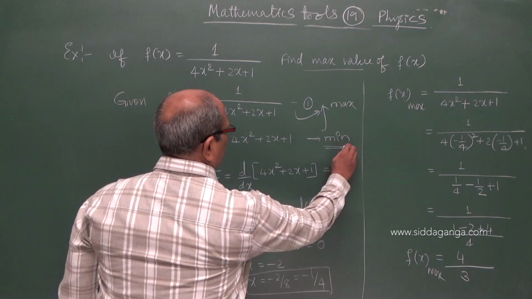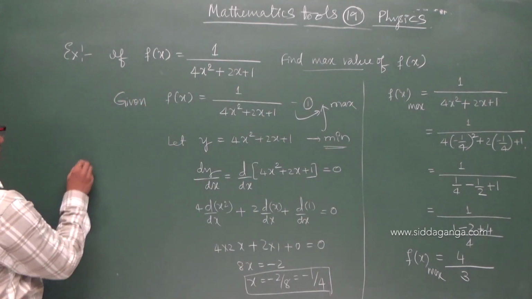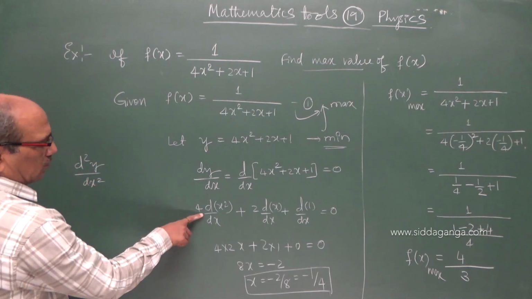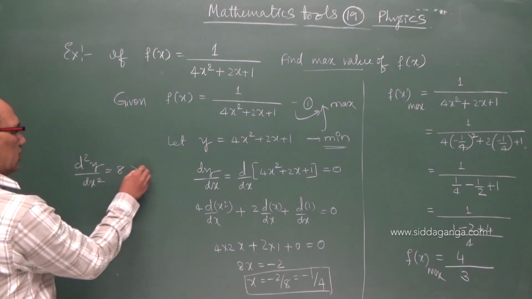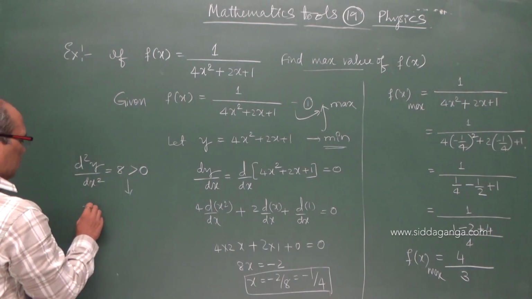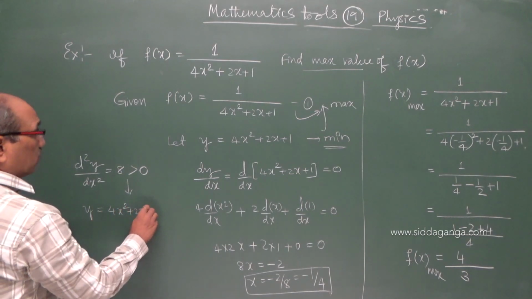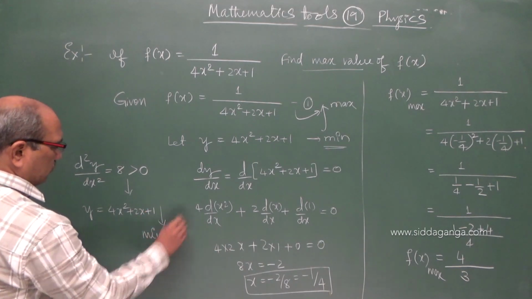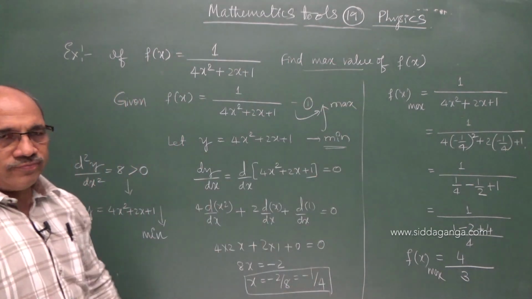Yes, I showed this is coming minimum, so that function becomes maximum, right? d square y by dx square, if you do it, is coming 8, which is greater than 0. Therefore, y is equal to 4x square plus 2x plus 1 is minimum. If that is minimum, this function will have maximum, right?